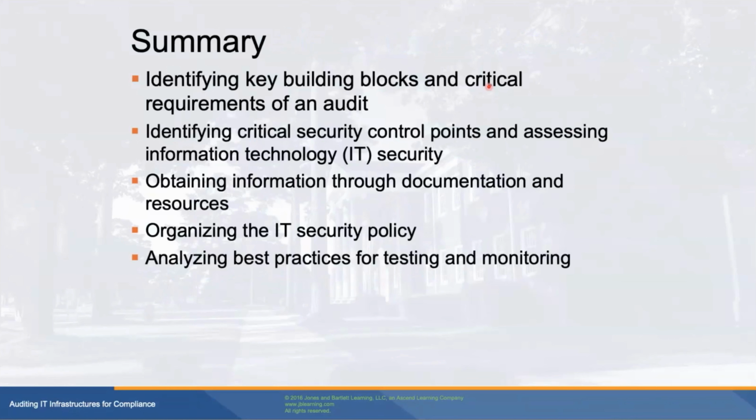So the summary of this chapter is we identified key building blocks and critical requirements of an audit. We talked a lot about planning the audit. We talked about how to identify the critical control points in IT security. We talked about obtaining information through documentation resources. We talked about the organization of security policies inside of a company. We had like a little flow chart showing you where policies, procedures, and regulations go in place. And then we talked about the best practices for testing and monitoring.